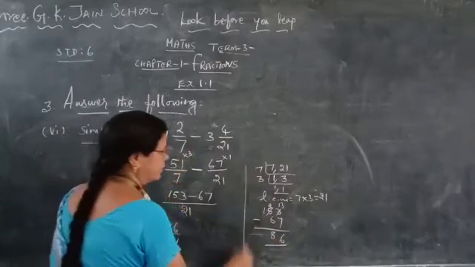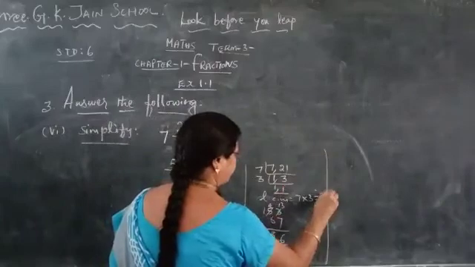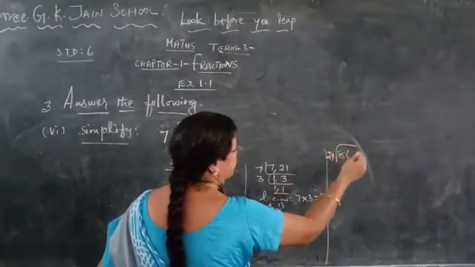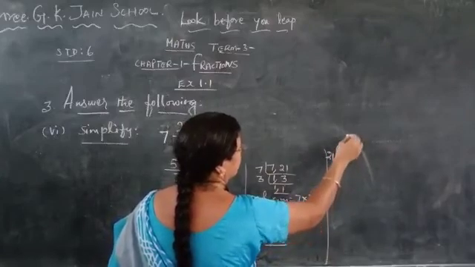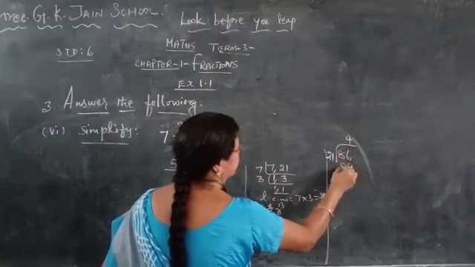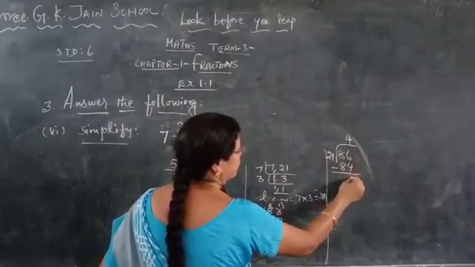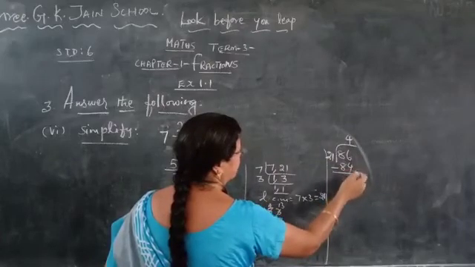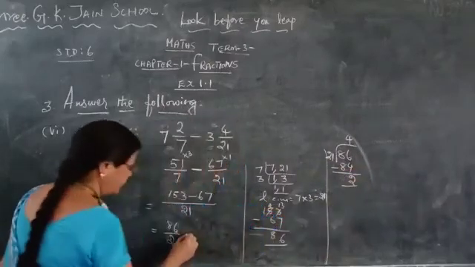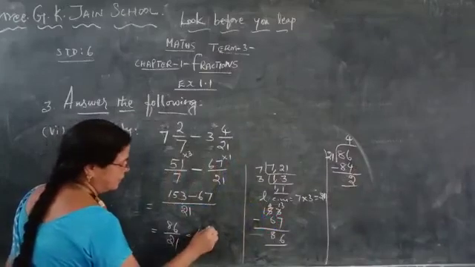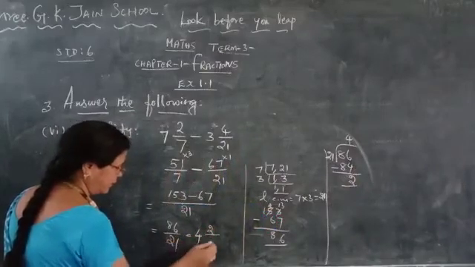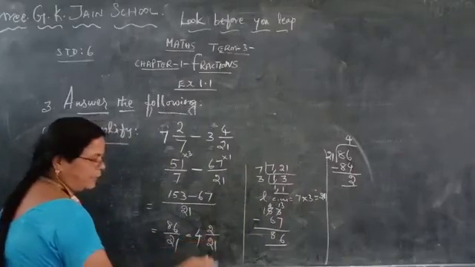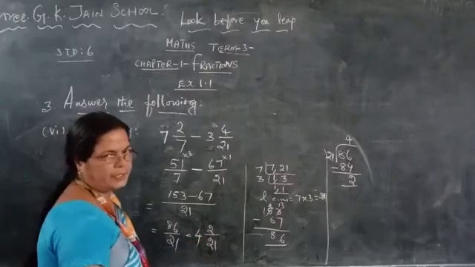If you are dividing this one by 86 divided by 21, you will get how much? 4 times. 4 ones are 4, 4 twos are 8. If you are subtracting, how much will you get? 2. So the quotient will come here, the remainder will come at the top, then you will get at the numerator, and the denominator will be the same. 4 2 by 21. Okay.